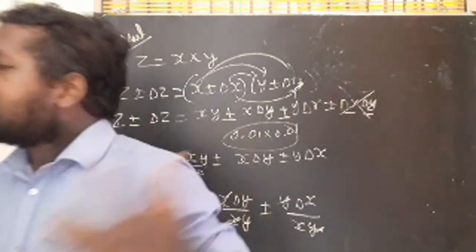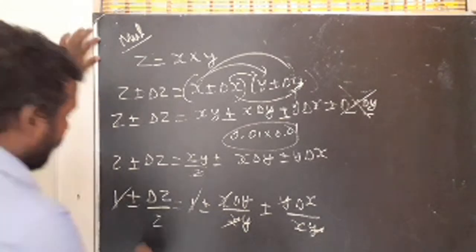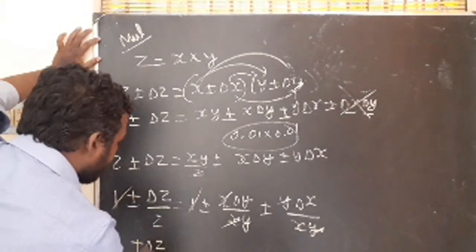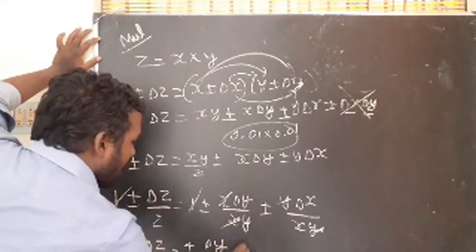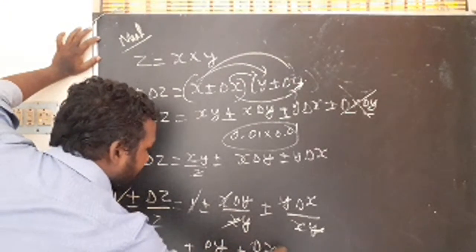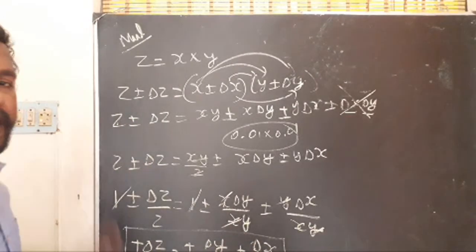Division I'm not going to do now. The final answer: del z by z is equal to plus or minus del y by y plus or minus del x by x. This is the error we get as a multiplication of two numbers.